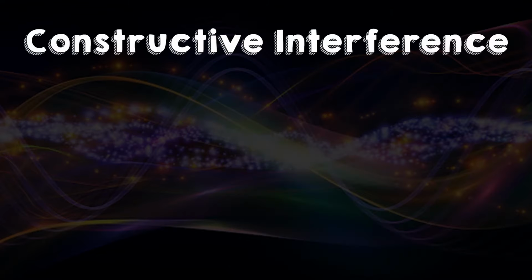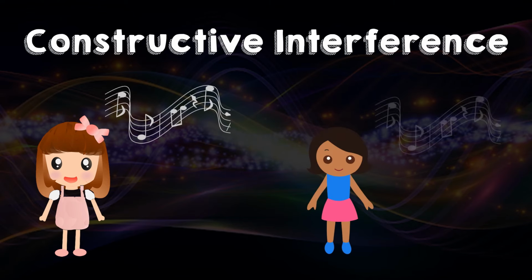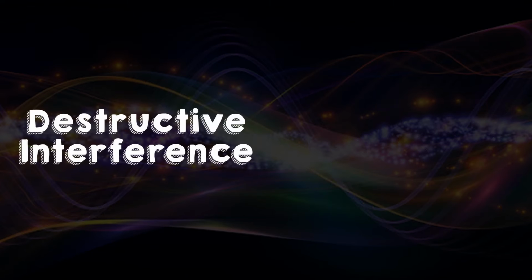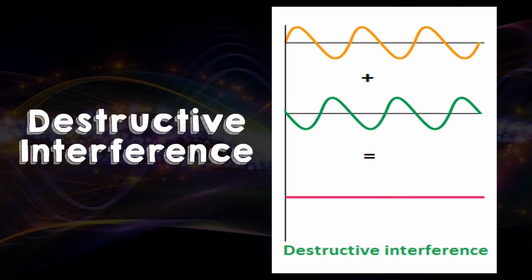For example, there are two girls singing the same song, and they are singing it together, making the song louder than when they sing it alone. On the other hand, destructive interference happens if the crests of one wave meet the troughs of the other. In this case, the two waves are out of phase. The amplitude of the first wave cancels out the amplitude of the second wave and produces a wave with zero amplitude. The yellow wave cancels out the green wave, producing a resultant red wave which has zero amplitude.